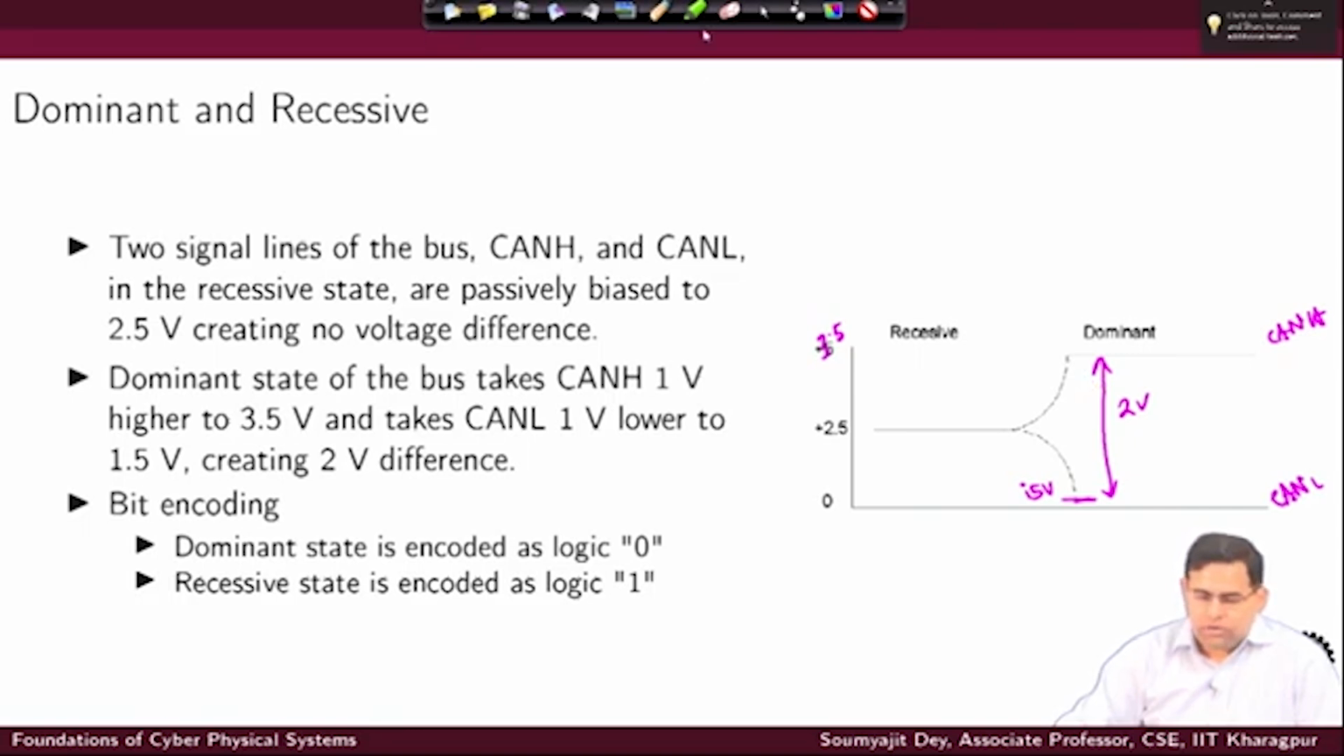Now what is the corresponding bit encoding? When the bus is in a dominant state, we interpret this as a logic 0, and when the bus is in a recessive state, we interpret that as a logic 1. When there is no voltage difference between the two lines, that's a logic 1, recessive. When there is a voltage difference of 2 volt, we have a logic 0, and that is the dominant state, because you really have a signal difference here.